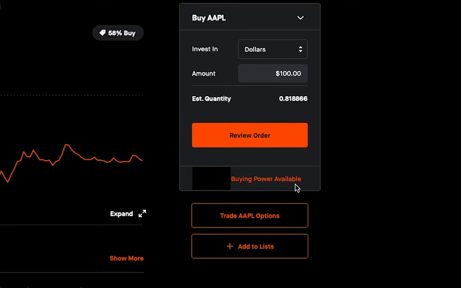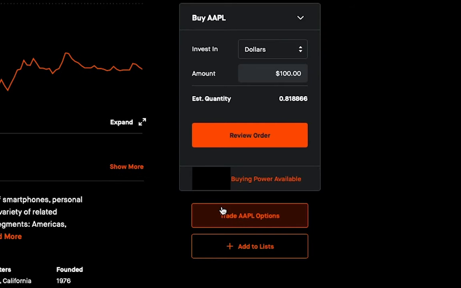And then down here, I have mine crossed off because it doesn't really matter, but down here should be your buying power available. This is how much money you have in your account that you're able to purchase stocks with. Not what you're invested in, but how much money you have to spend on either stocks or options. Now, there is an options button down here, and if you would like to check those out, I can do a separate video on that, but I'm just making it real simple and real quick and easy on here. Okay.